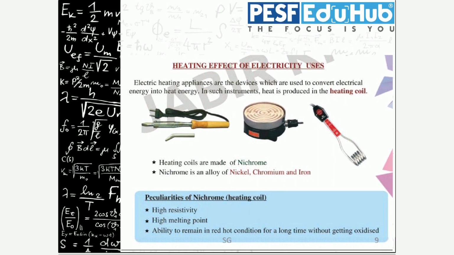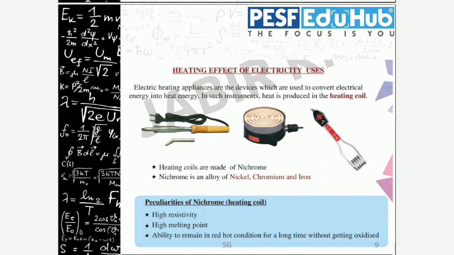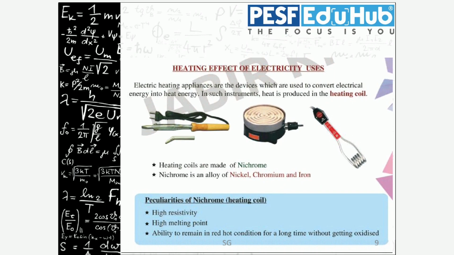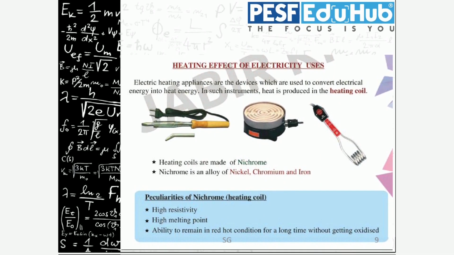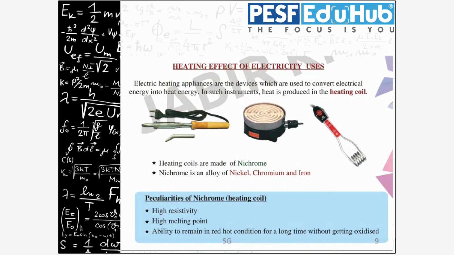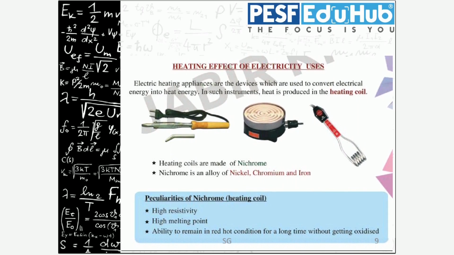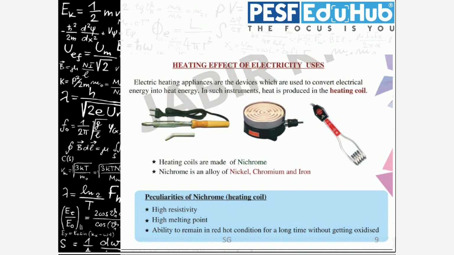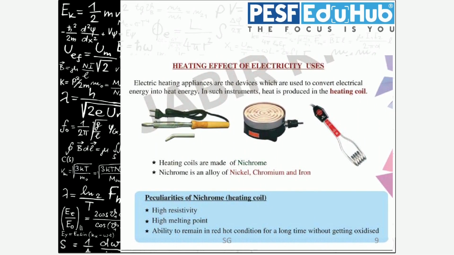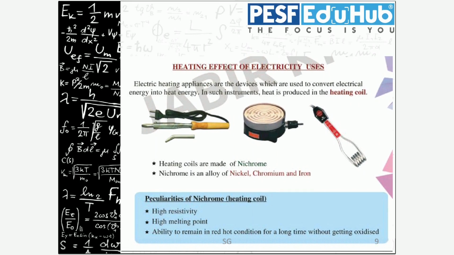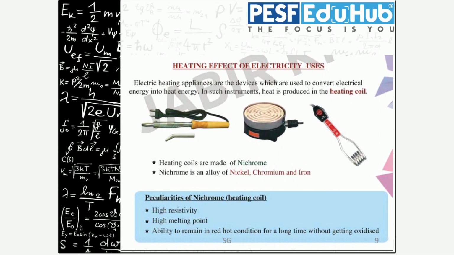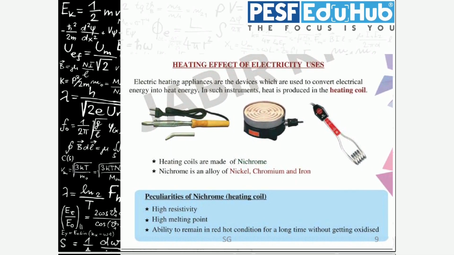The importance of the nichrome heating coil. Nichrome has high resistivity and high melting point. That's a very important point. High resistivity and high melting point. And nichrome has the ability to remain in the red hot condition for a long time without getting oxidized. It's a very important point. First one is high resistivity, high melting point, and the ability to remain in the red hot condition for a long time without getting oxidized. Clear? Okay.